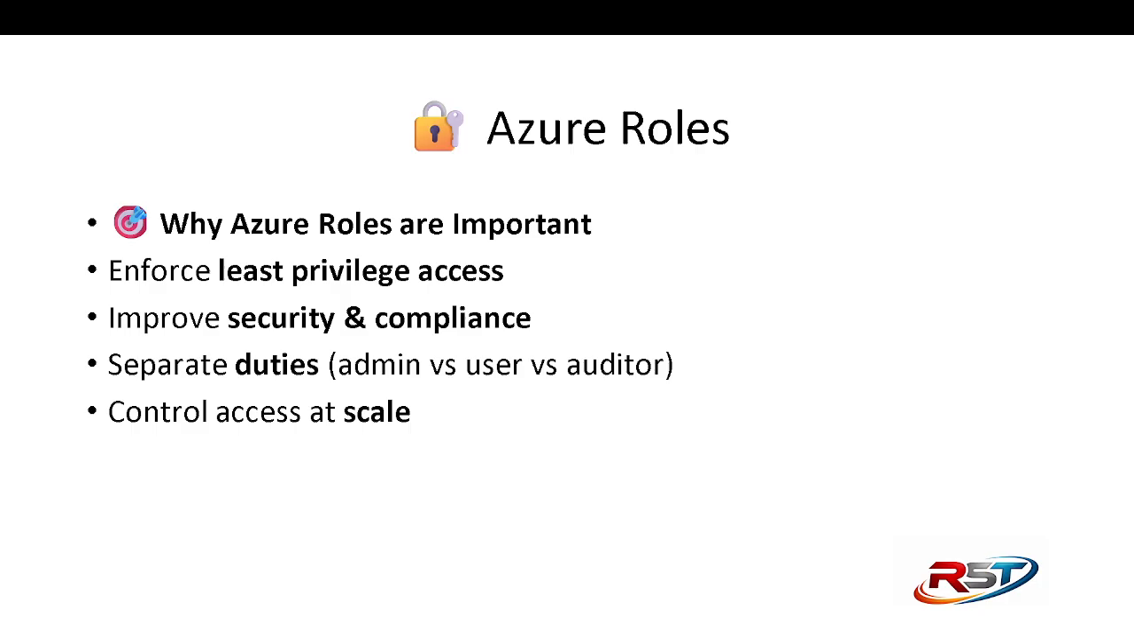Control access at scale. By using roles, we can control access at scale. It means we just apply roles on groups or users, specific users, or subscription and management groups, right? So we can control access by segregating roles on those scopes of users or groups.